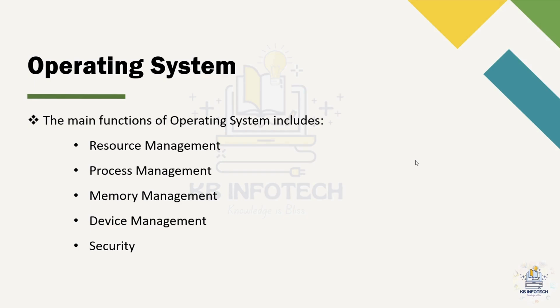Then comes memory management. It also manages the computer's primary memory and provides mechanisms for optimizing memory usage. Device management. It is nothing but the operating system manages input or output devices such as printers, keyboards, mouse, and displays. It provides the necessary drivers and interfaces to enable communication between the devices and the computer. Security. It's very important. The operating system provides a secure environment for the user, applications, and data by implementing security policies and mechanisms such as access controls and encryption.